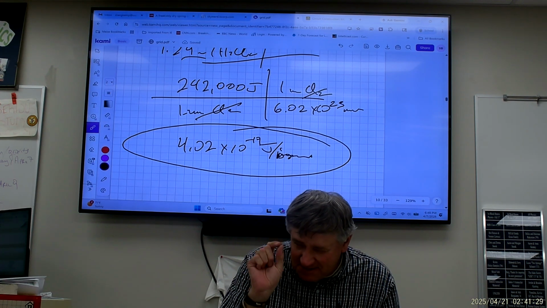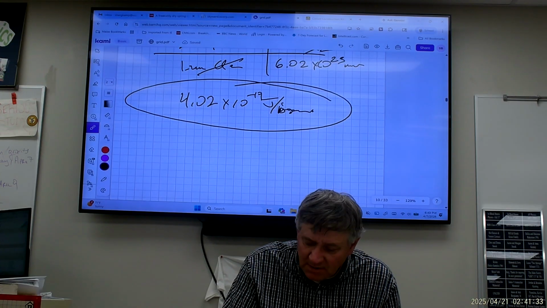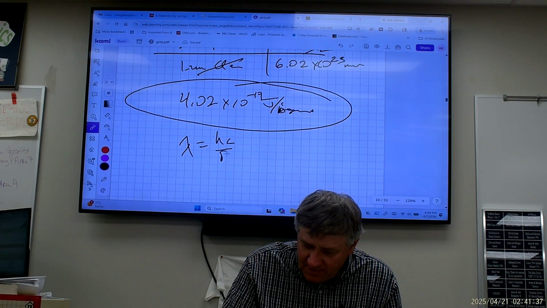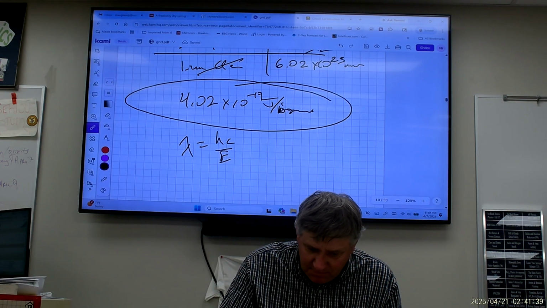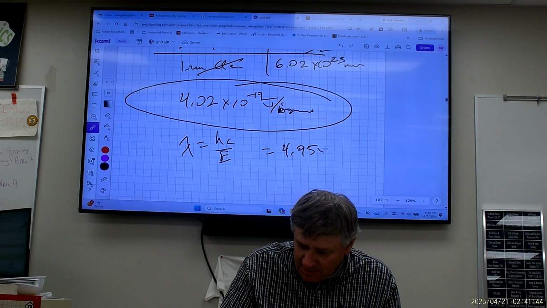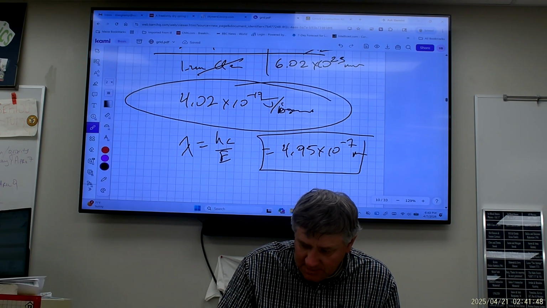Because wavelength of light is usually a really small number. Okay? So if you solve for that, you get lambda equals hc over E, and you plug in all of that, you get 4.95 times 10 to the minus 7 meters.